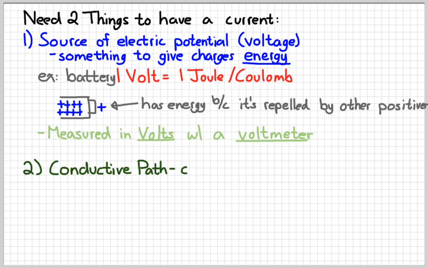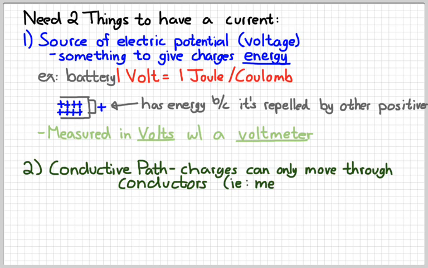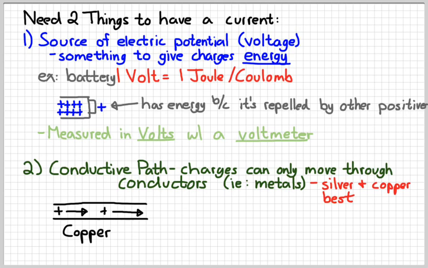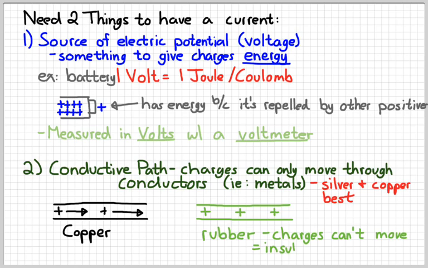The second thing that we need is a place for the charges to go. We need to have some sort of conductive path. Remember that a conductor is a material that allows charges to move through them. Metals are typically the best conductors. Silver is the best conductor that we know of. Copper is a close second. The reason that we make wires out of copper and not silver is just because copper is cheaper. If we don't have a conductive path, then the charges won't move. So charges move very easily through copper. They don't move through something like rubber. We call things that charges can't move through insulators.